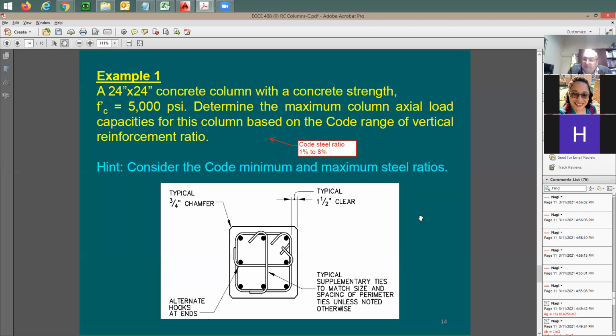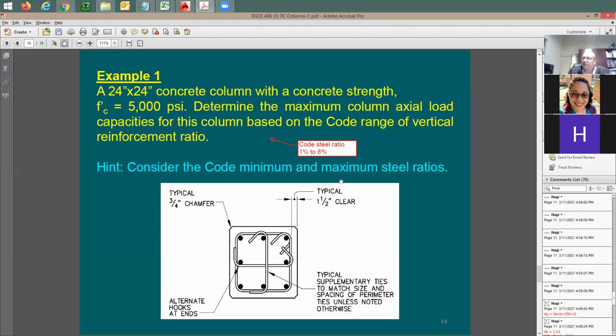So for each column size, you'd like to know what is the range of the capacity. If you're going to go here with the code minimum reinforcement, what axial strength are you going to be gaining? And if you're going to go here with the maximum steel ratio, how much would you be gaining out of this column in terms of strength? You don't want to go to 8%. 8% is going to be too much. It's going to be very tough to build it.